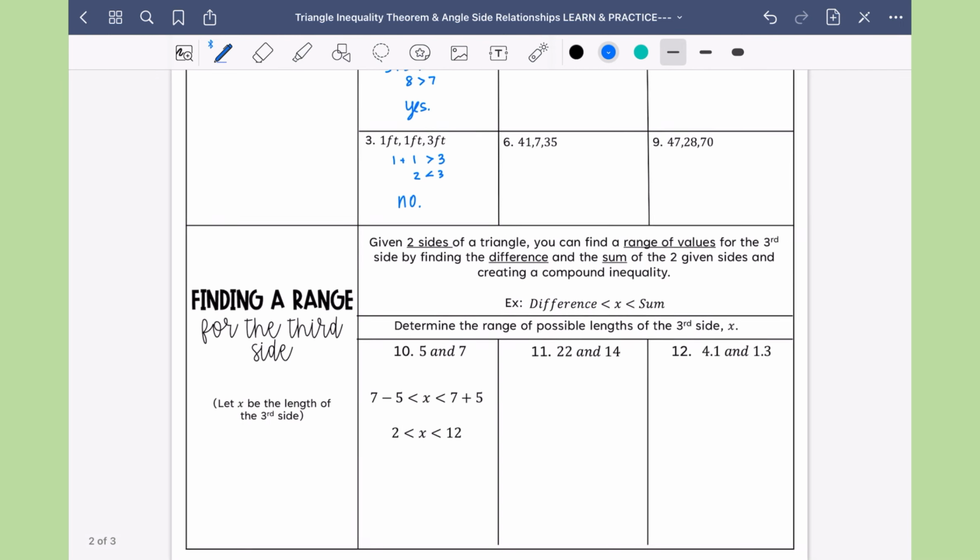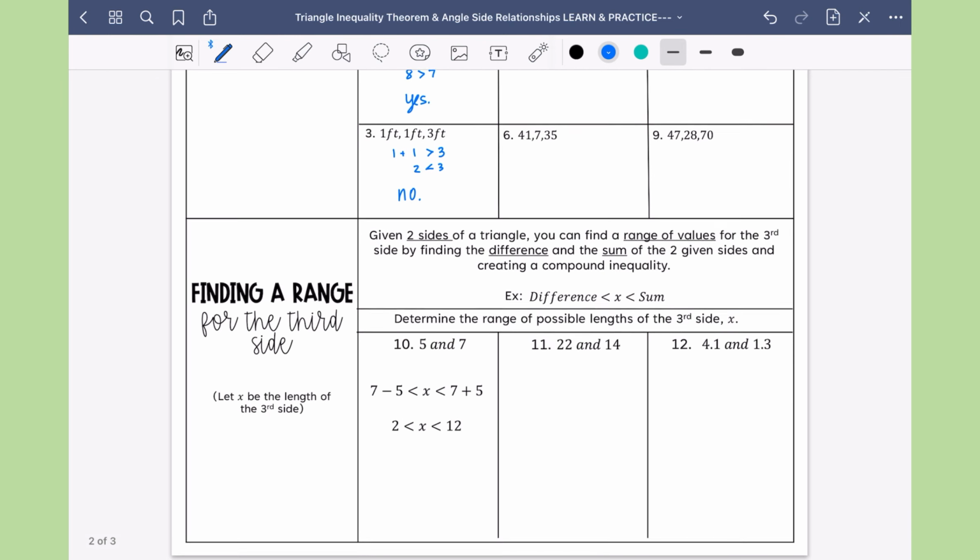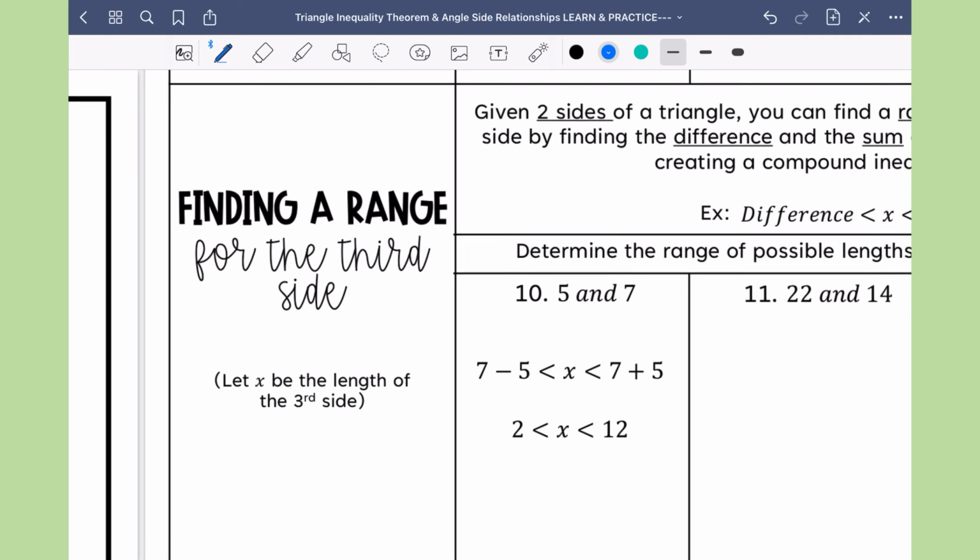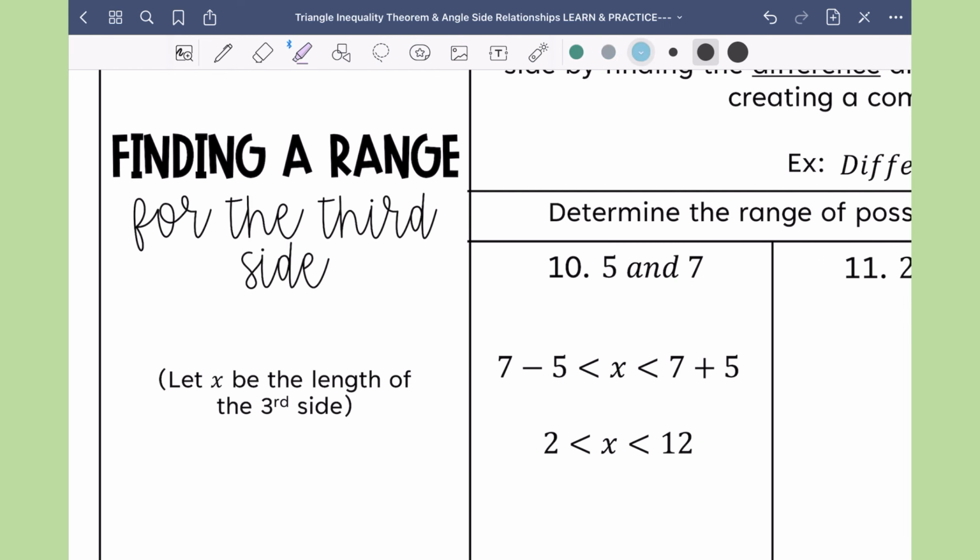Okay, let's move on to the next one, which is finding a range for the third side. Finding a range. Do you know what the word range means? Range is like a set of, like a beginning and an end. From here to here, this is my range.